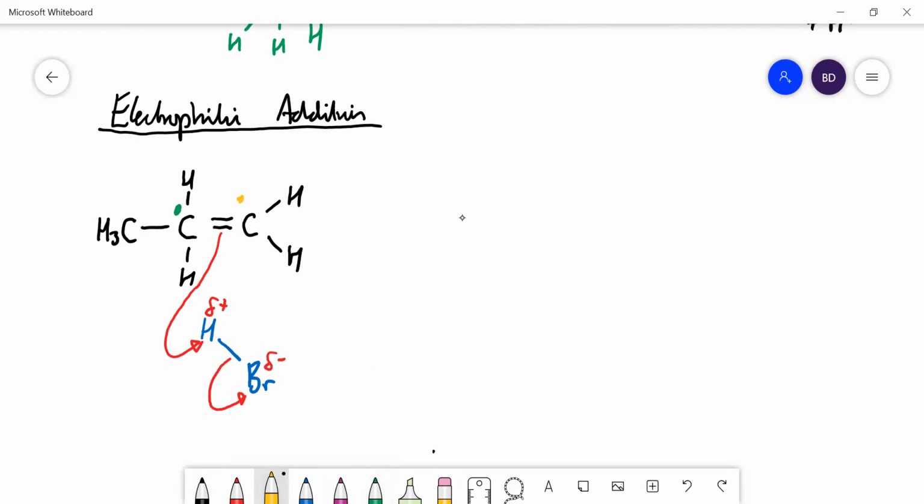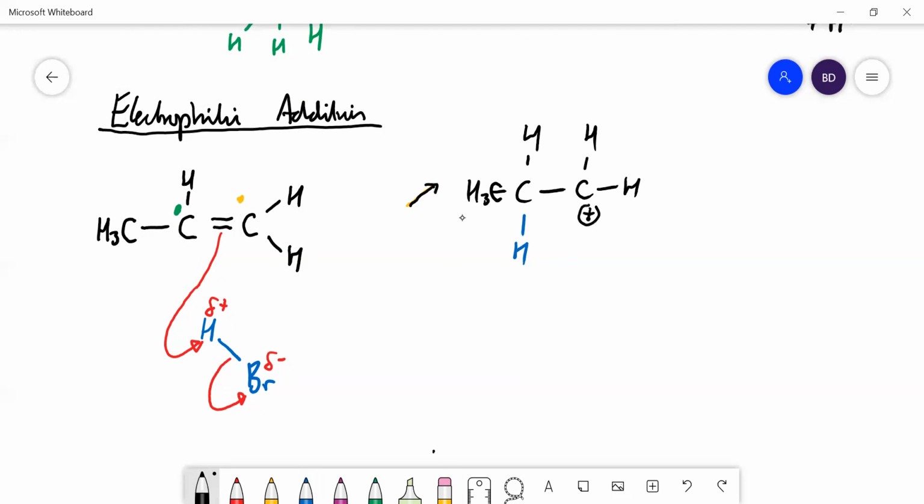Right, so let's see what happens if it attaches to the green carbon. Sorry, I've got too many hydrogens on that carbon there. Sorry about that. The really bad carbon with 5 bonds. If it attaches to the green one, we form this carbocation, and you can see that this is a primary carbocation.